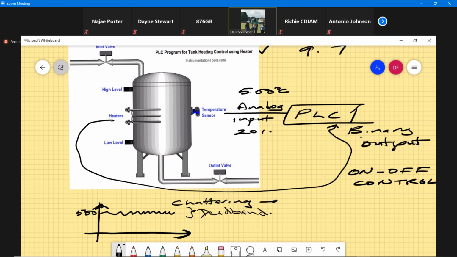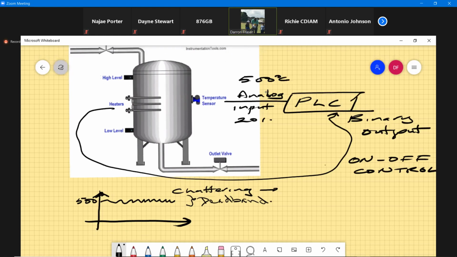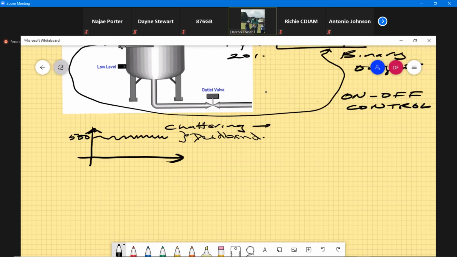So to avoid chattering means that it's going to go 500, 499, turn off, turn on, and so forth. To avoid that, because like I said, that damages the equipment, then we are going to have what is called a dead band.